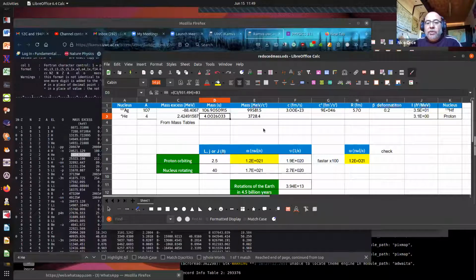So if we want to calculate the reduced mass, let's put it here, reduced mass. So it will be equal to, open brackets, mass 1, the mass of the silver, times the mass of the helium, divided by the sum of the masses, right? And actually all this has to be multiplied by 931.494, because now it's in atomic mass units, but we want to convert them to MeV per c squared. And that's it. And this should be the reduced mass of the system.